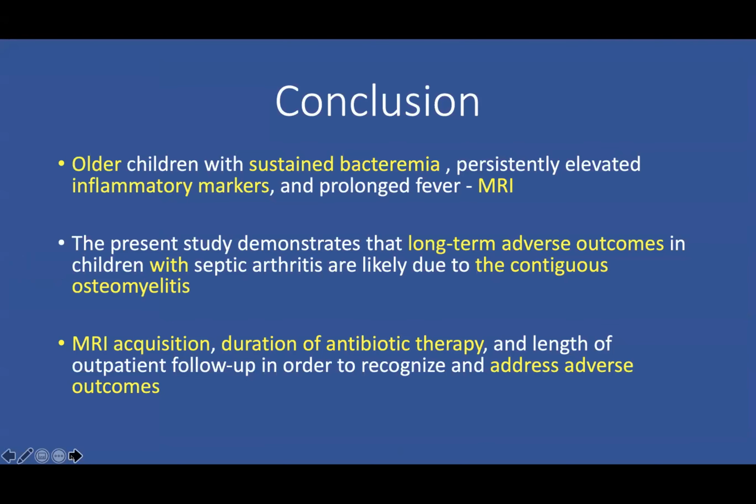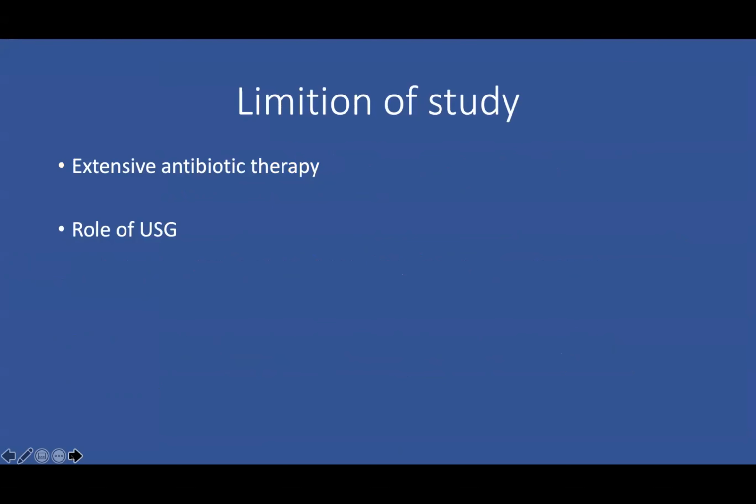In conclusion, older children with sustained bacteremia, persistently elevated inflammatory markers, and prolonged fever require an MRI. The present study demonstrated that long-term adverse outcomes in children with septic arthritis are likely due to contiguous osteomyelitis. MRI acquisition, duration of antibiotic therapy, and length of outpatient follow-up are required in order to recognize an adverse outcome. The limitation of the study is the extensive antibiotic therapy: around 60 to 70 days in the septic group and a little bit more in the osteomyelitis group.